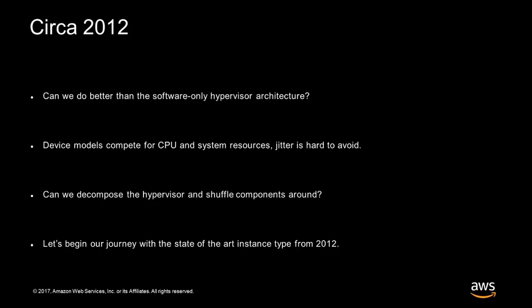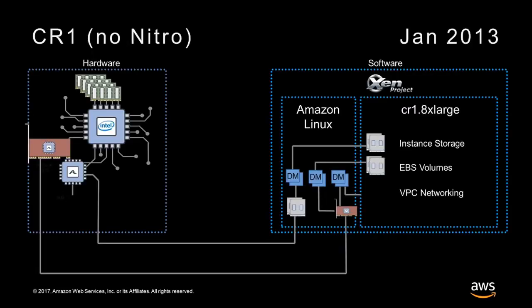So let's begin the journey that we started in 2012 by taking a look at what we would consider a state-of-the-art instance type from that era. This brings us to the CR1 instance, which I suspect very few people are aware of anymore today, as it's not a very common instance type anymore. This is the predecessor to things like R4 and R3 and our memory optimized instance types.